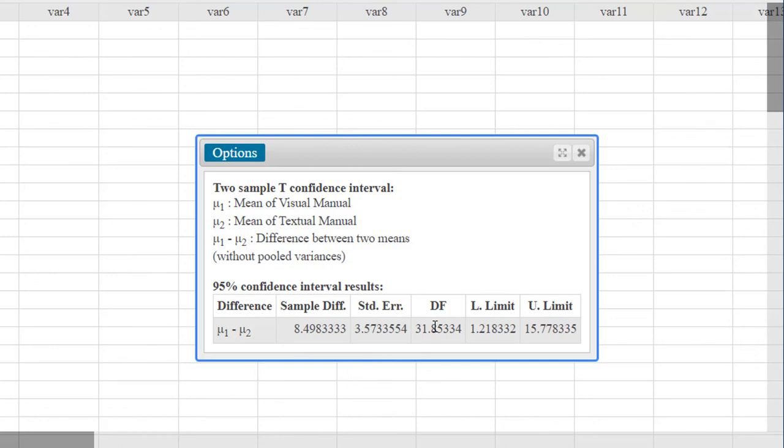So this is how we can construct confidence intervals either by hand or using technology when we're looking for a confidence interval for the mean difference between two independent samples.